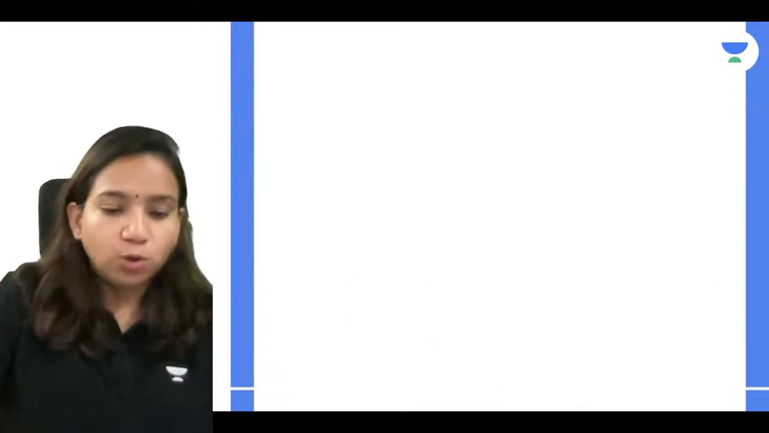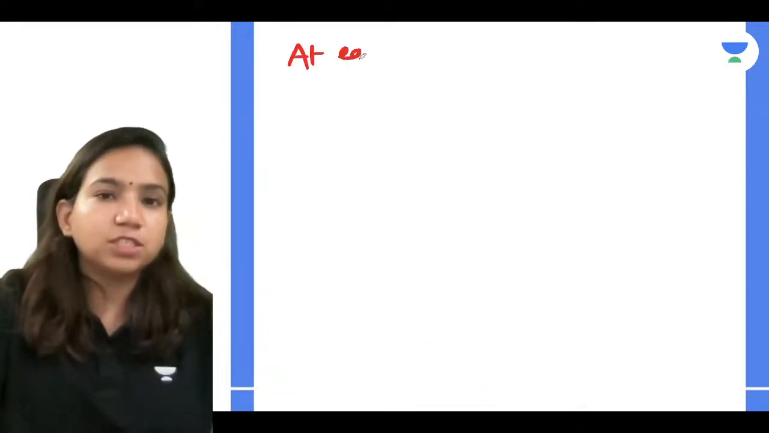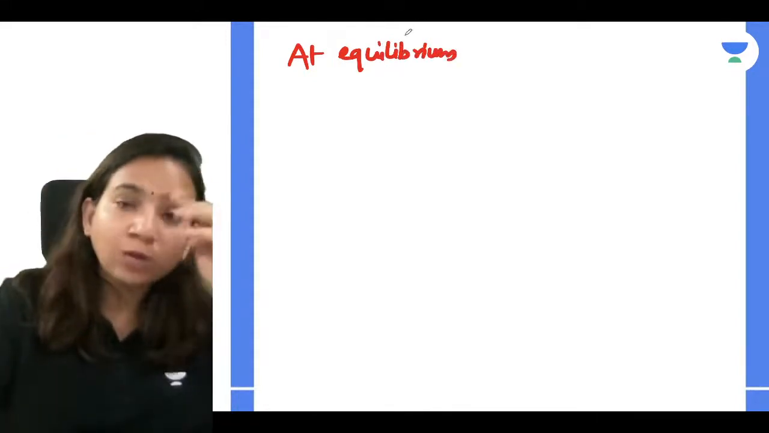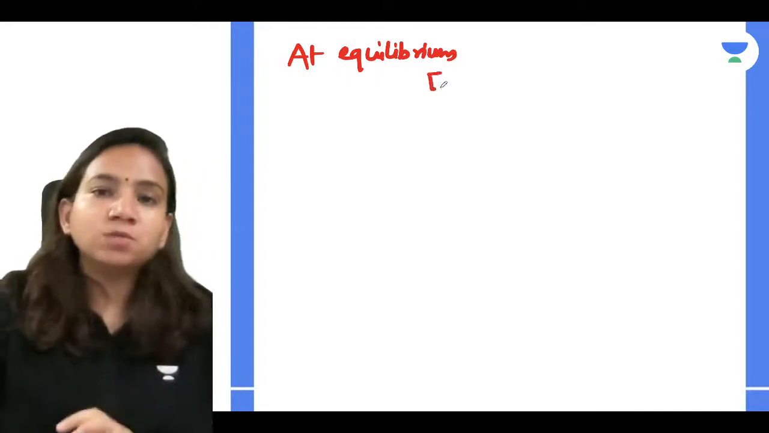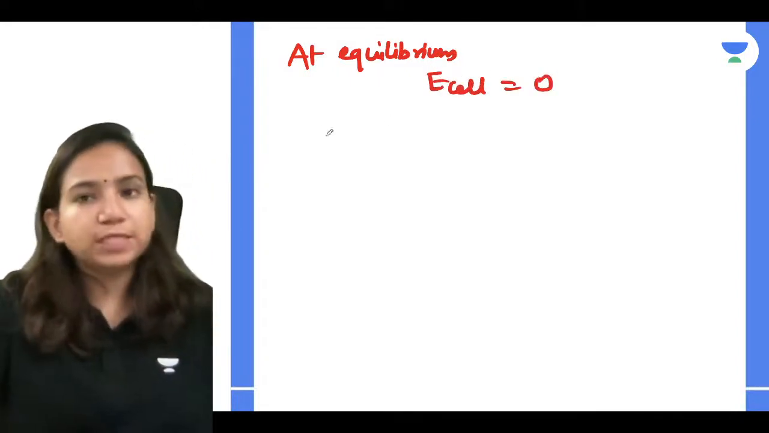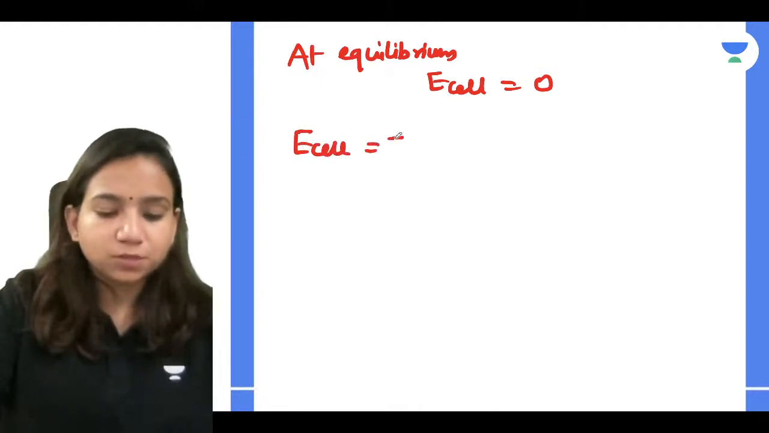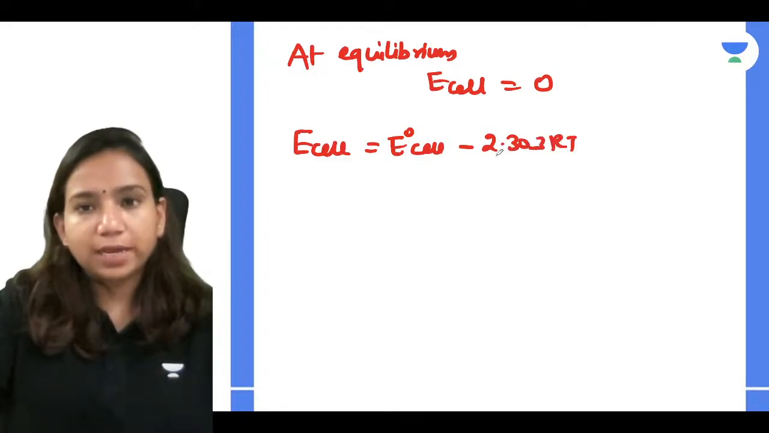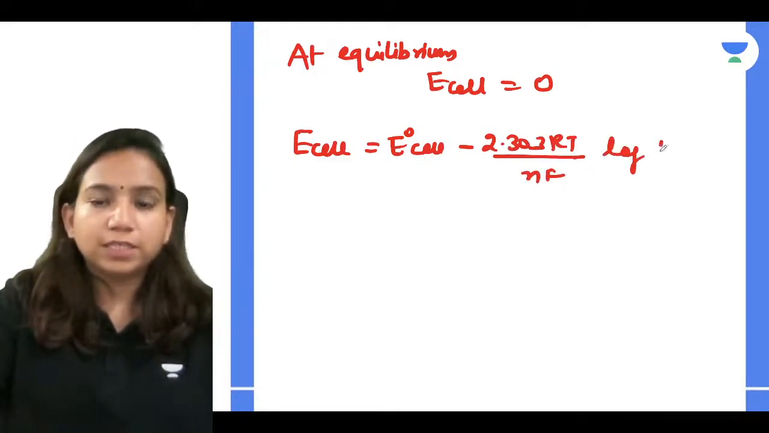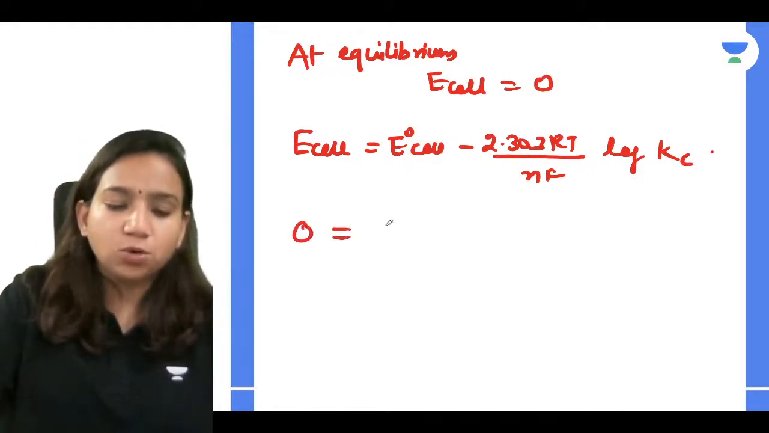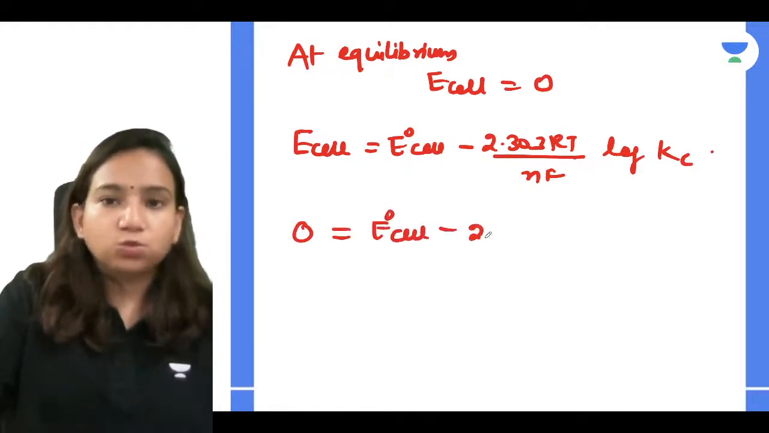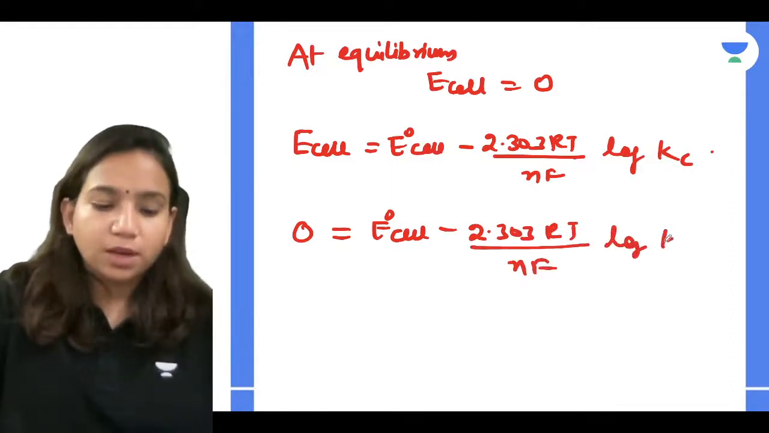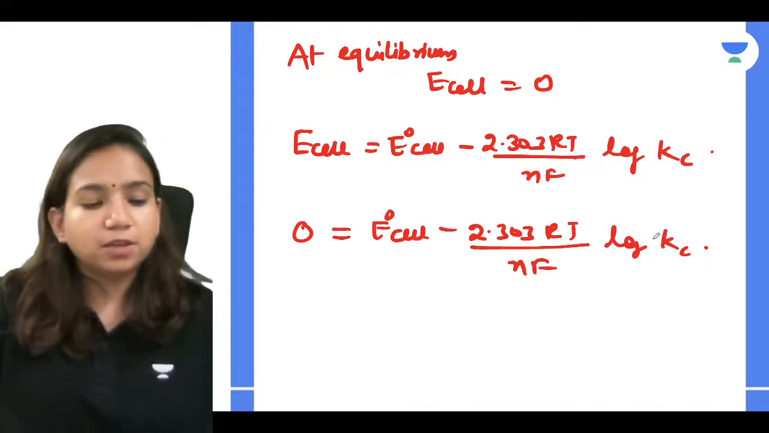Now we should know one more thing: at equilibrium, your cell potential is equal to 0, because at equilibrium the rate of forward reaction becomes equal to the rate of backward reaction. That's why at equilibrium, E cell is equal to 0. So if E cell is equal to 0, can I put that in the equation we learned, E cell is equal to E naught cell minus 2.303 RT by nF log Kc? So I can put E cell as 0, which is equal to E naught cell minus 2.303 RT by nF log Kc.